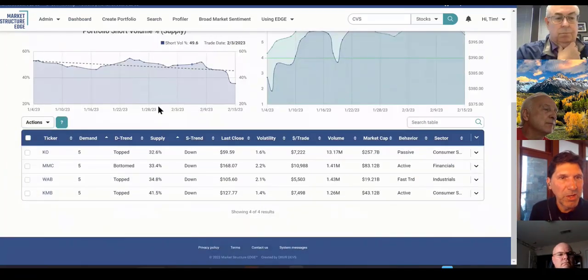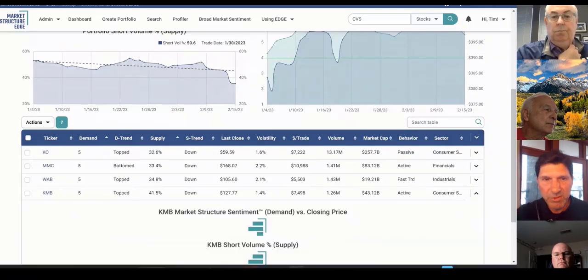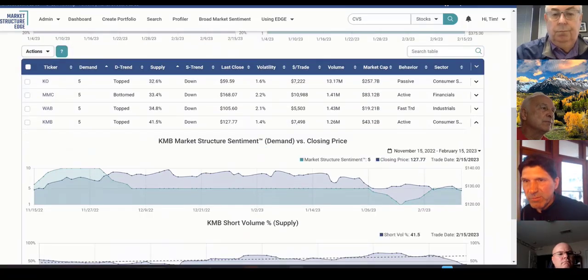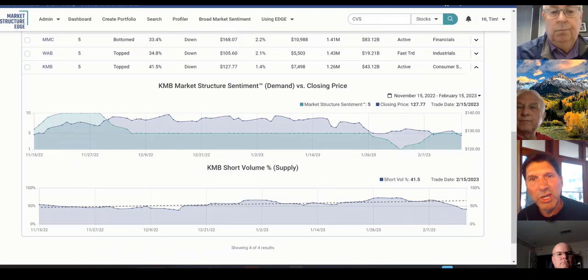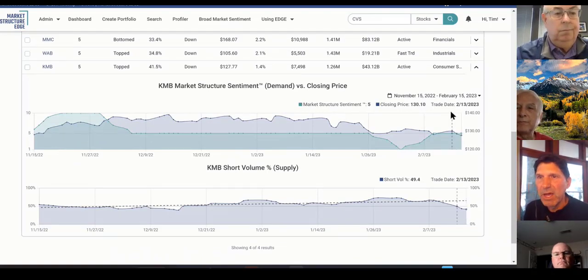I would much prefer, if I'm going to buy something like a CVS, which is generally a low volatility stock, I mean, everything gets blended. I'm much happier looking at something like a Kimberly Clark. To me, that's pretty darn good. It's a little high too, but 42%, in this market, that's a pretty good stock. I would prefer that over CVS.